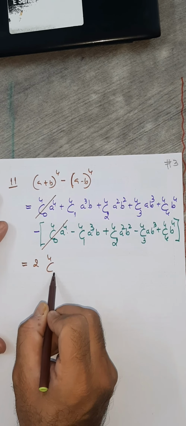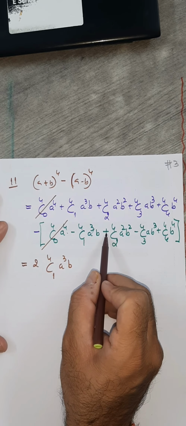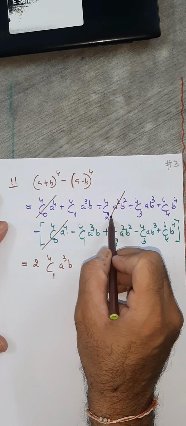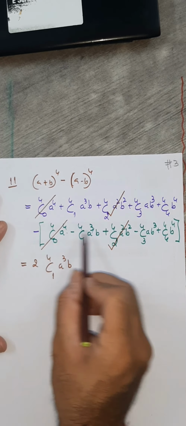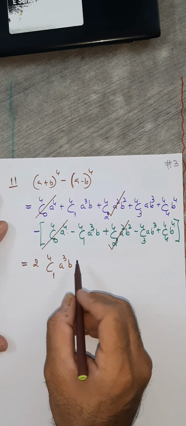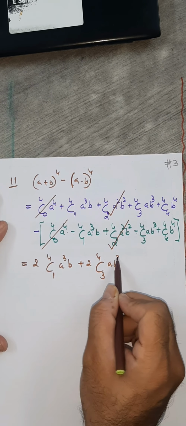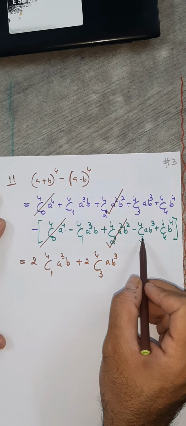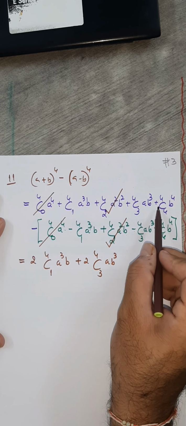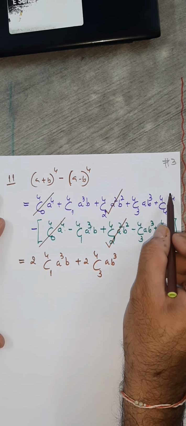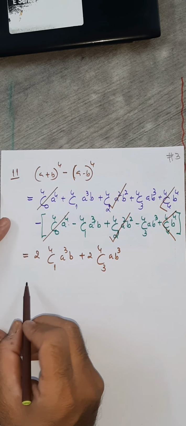So twice 4C1 a cube b. Here this is minus, this is plus, so this will get cancelled with this, remember. Now here you have plus, so this is plus twice 4C3 a b cube. Right, this will be double. Now when you take minus inside, here you minus and this is plus, so this will get cancelled with this, remember. So we are just left with this 2.